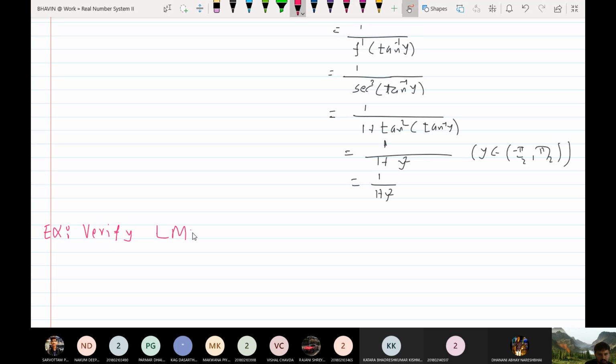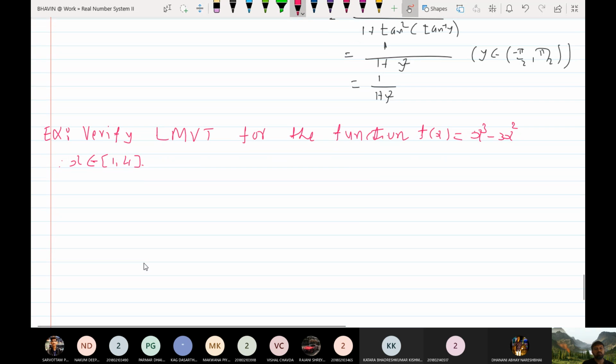Verify Lagrange's mean value theorem for the function f(x) is equal to x cube minus 3x square on the interval that x belongs to 1 to 4. Let's solve this example.